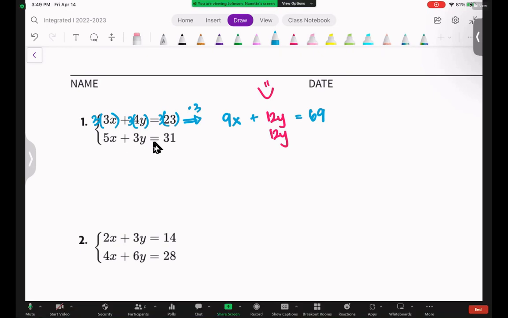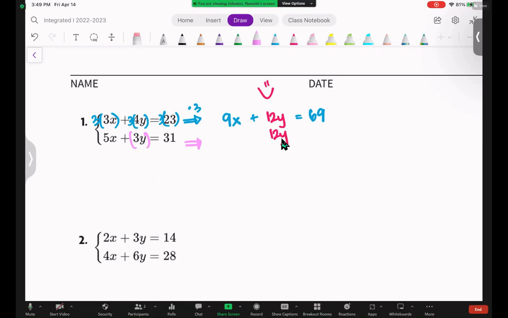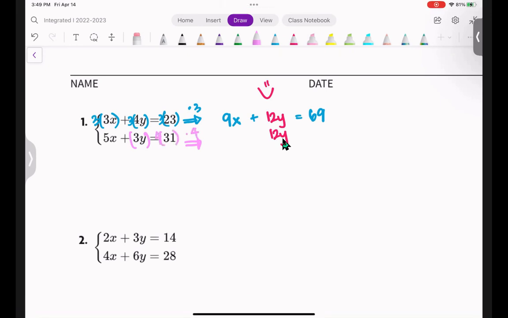So go ahead and do the same thing that we did right here, except this time you're thinking about this number. What am I going to multiply 3 by to get to 12y? What am I multiplying 3y by to get 12y? And hopefully you said by 4. And then now go ahead and fill that in by multiplying every single piece by 4. I'll wait for you. Give you a couple of seconds. And you're like, oh, I multiplied by that. And so here it is. I get 20x plus 12y equals 124, right?